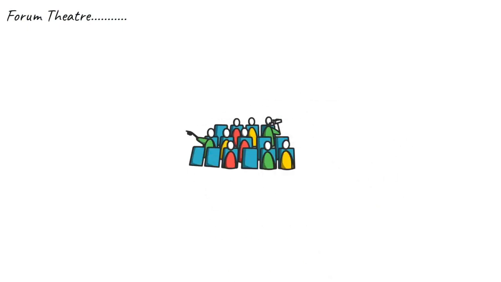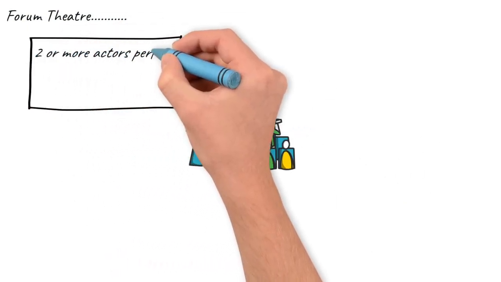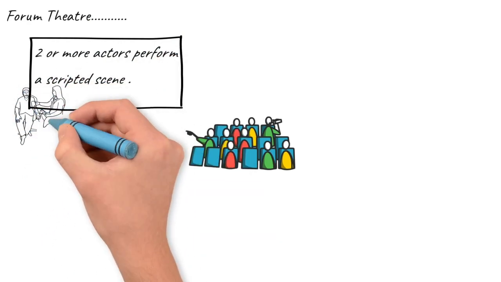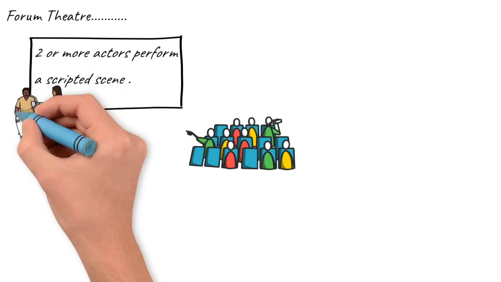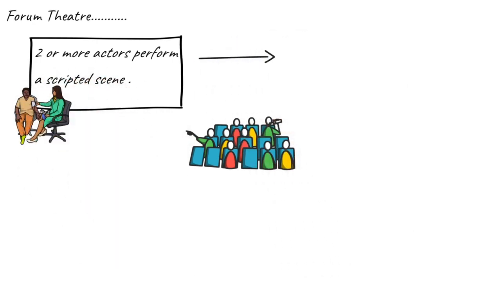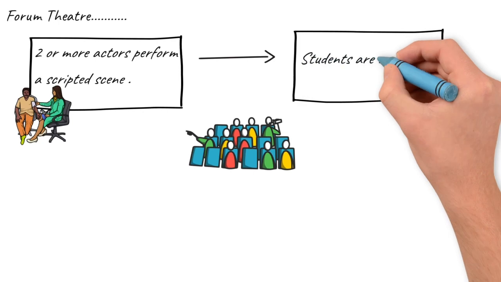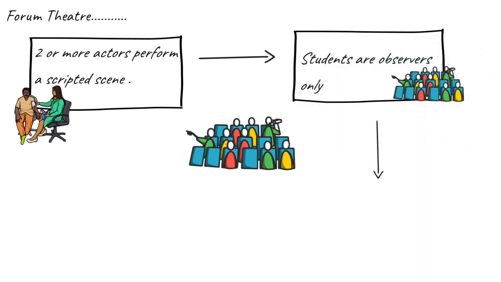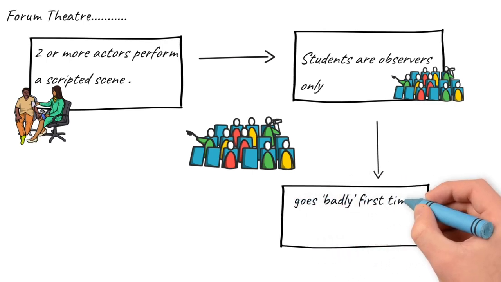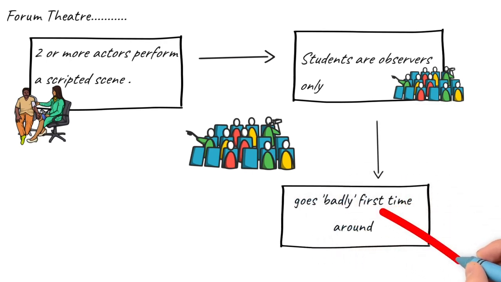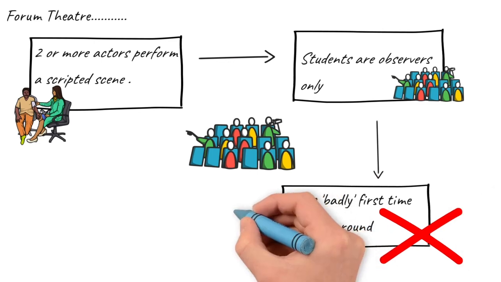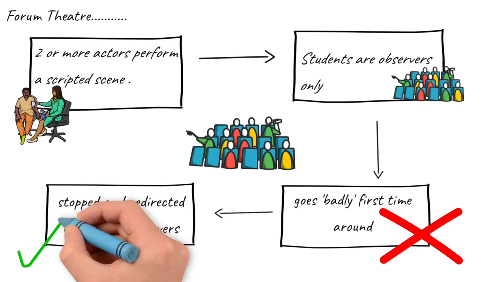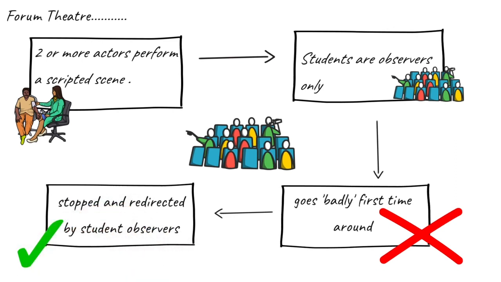Forum-style theatre provides a useful learning environment for students working as part of a larger group and is particularly good for those students who find it harder to actively participate in roleplay. In this format, 2 or more actors will perform a planned scene for the students. In this instance, students will be observers only and not be able to change the action. In the first round, the communication will usually go quite badly, and this will provide a stimulus for discussion led by a facilitator. The scene is performed again, and students will stop and redirect the action.